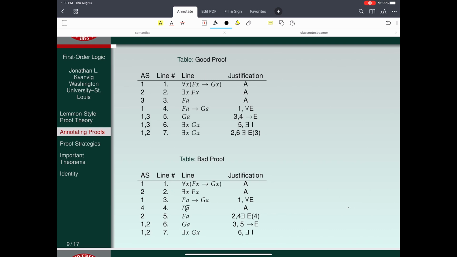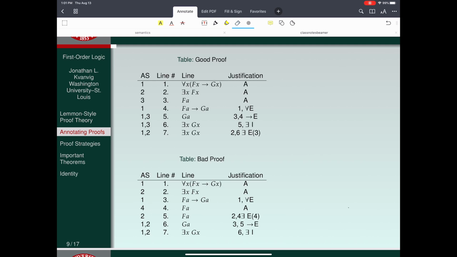So the restrictions are that the constant can't appear in the existentially quantified formula at line 2. That restriction is satisfied. But it also says the constant can't appear in the derived line that you're going to repeat. That turns out to be line 4, and the constant does appear there. If we can't do the proof this way, what do we do? We'll look at the upper problem.